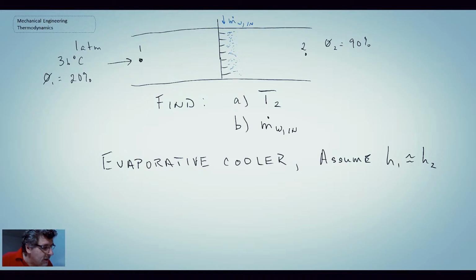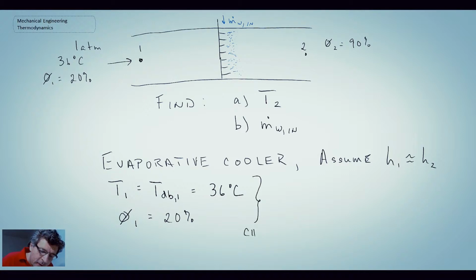I'm going to begin by writing out T1 equals, that's our dry bulb temperature at point 1, and that is equal to 36 degrees C. And the relative humidity there is 20%. So we're going to take these and go to our psychrometric chart and read off some of the values. Let's take a look at our psychrometric chart. Remember, we have 36 degrees C and 20%.